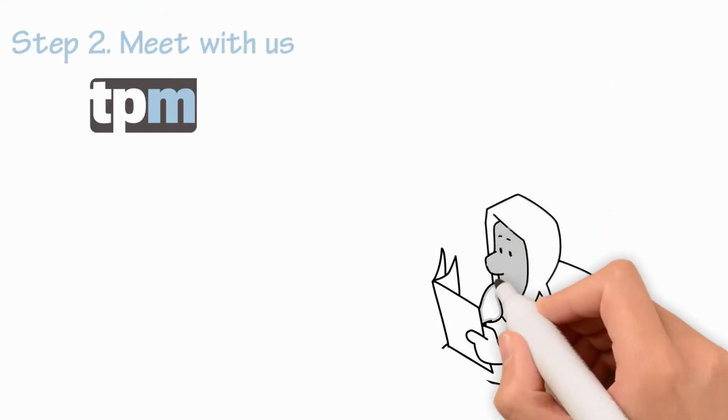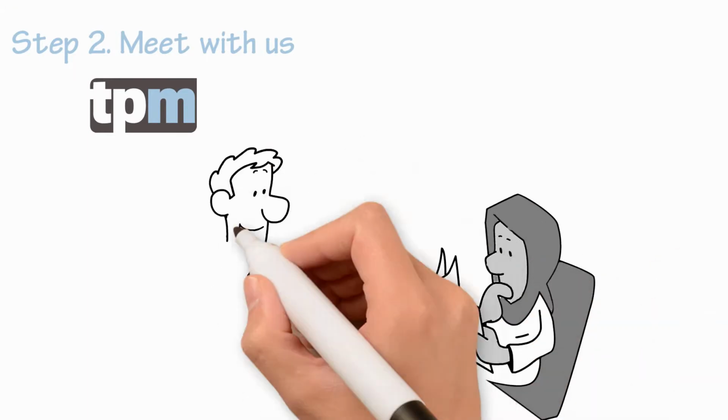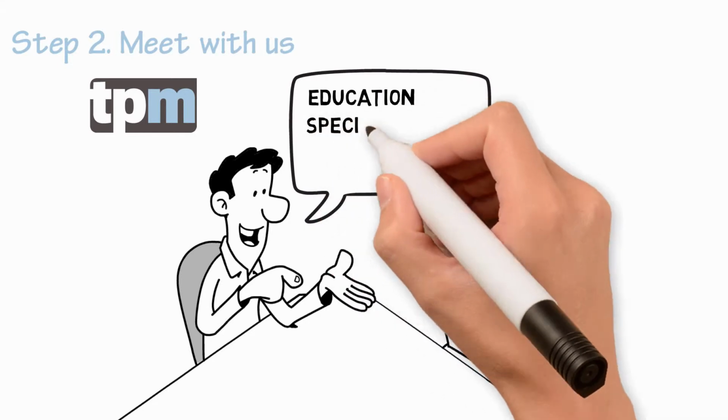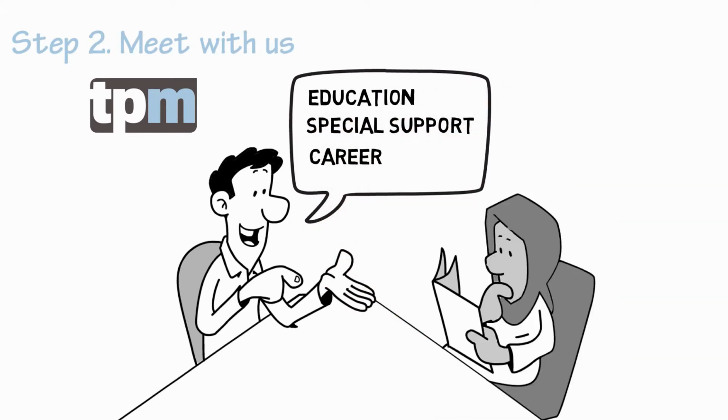Step 2. Meet with us. When we meet, we'll explain everything about apprenticeships. You'll complete an application form with details about your education, any special support you need, and what career you're after.